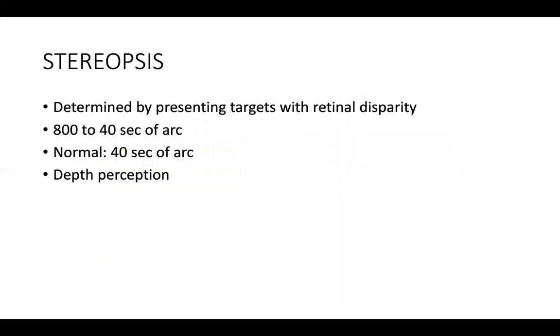Stereoacuity is determined by presenting targets with retinal disparity separately to each eye by using polarized images. The most popular office tests measure a range of thresholds from 800 to 40 seconds of arc. Normal stereoacuity is 40 seconds of arc. If a patient achieves this level of stereoacuity, one is assured that the eyes are aligned orthotropically and that vision is intact in each eye. Random dot stereograms have no monocular depth cues and provide an excellent screening test for strabismus.